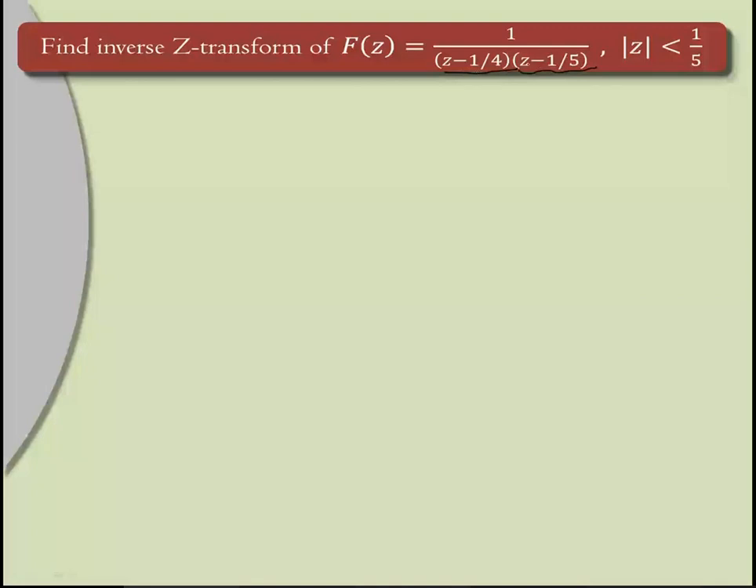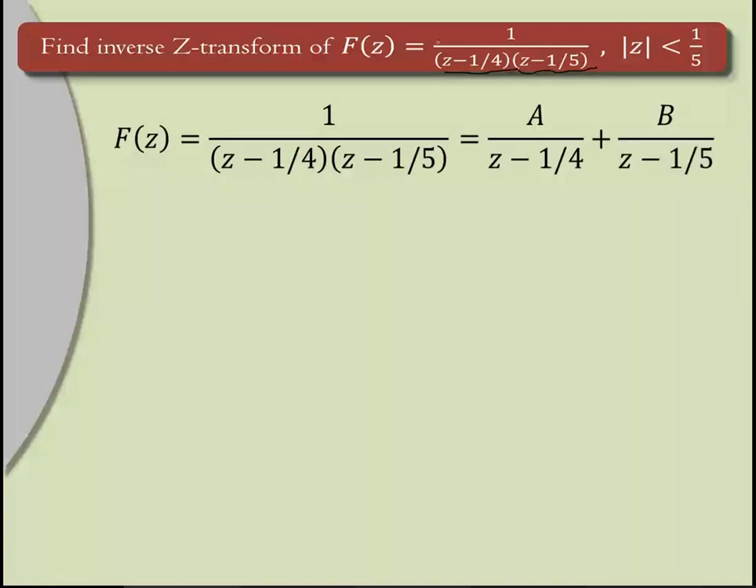If you have a single term, then we try to bring mod z, mod of something, less than 1, depending on the single term. So first try to bring the single terms over here, separate them. We can separate them by using partial fractions. So how to use the partial fraction? Take a constant term A divided by the first term plus B upon the second term: A upon z minus 1 by 4 plus B upon z minus 1 by 5.